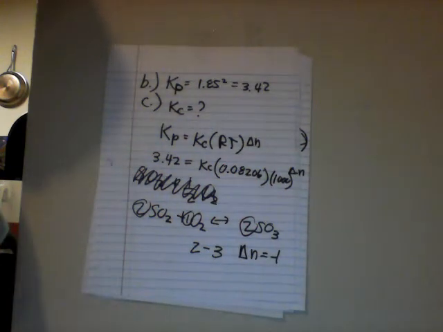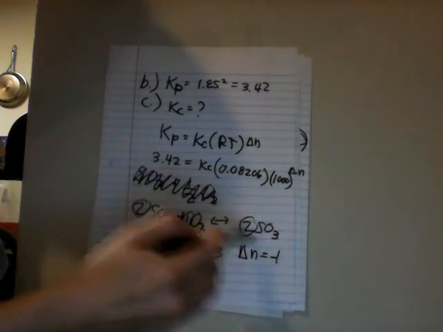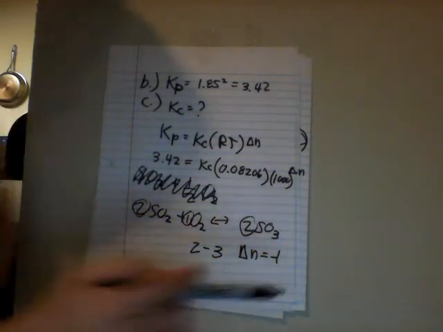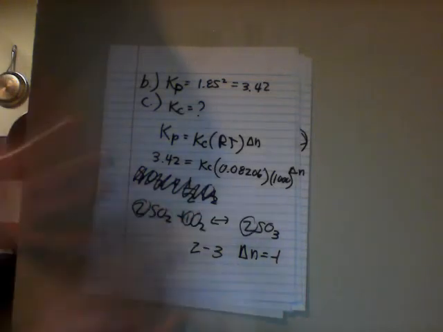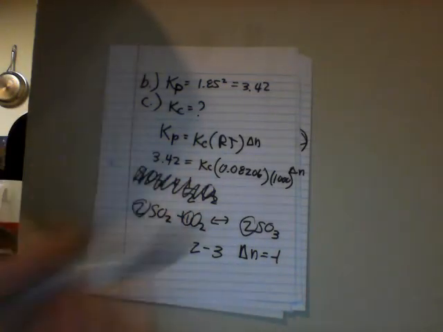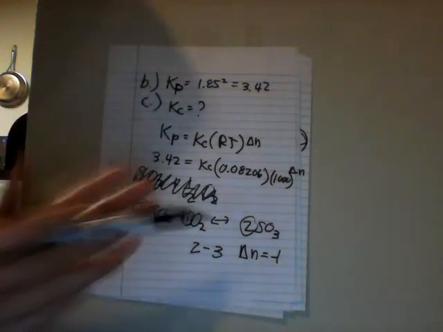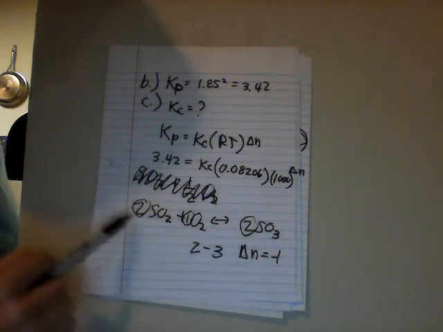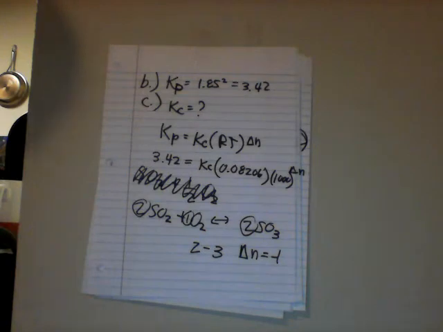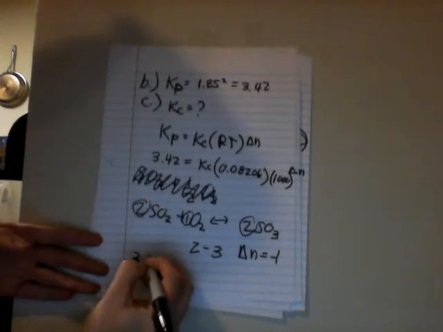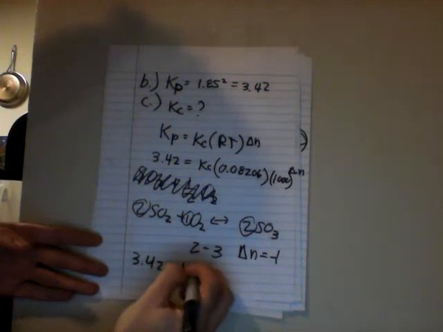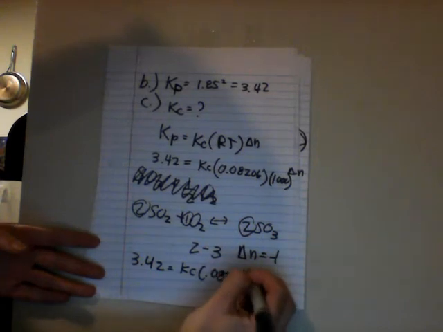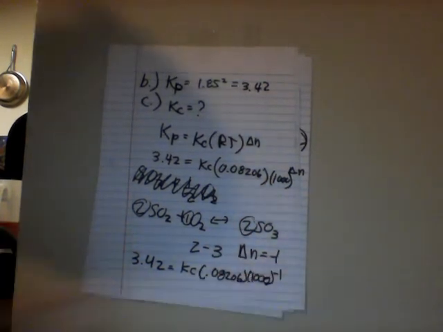Again, let me reiterate in case that was confusing. Your delta N comes from the coefficients out front of each of these molecules. So there are 2 moles, and it's always products minus reactants. Always think of these expressions as products over reactants, products minus reactants. So we're going to say there's 2 moles of product minus 3 total moles of reactants. So that's where I get that -1. So you plug this all in, 3.42 equals Kc, and that's all to the -1.